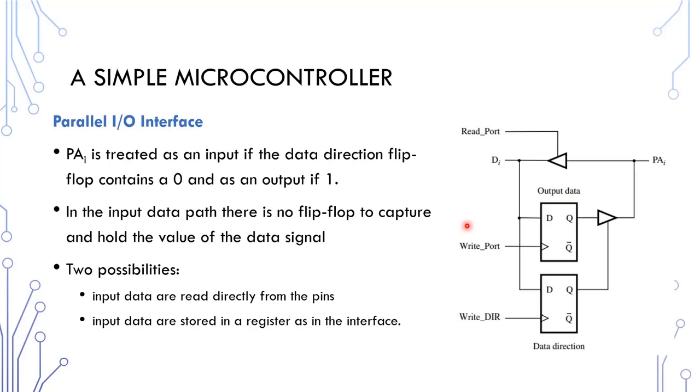A versatile parallel interface may include two possibilities. One where the input data are read directly from the pin, and the other where the input data are stored in a register in the interface. The choice is made by setting a bit in the control register of the interface.